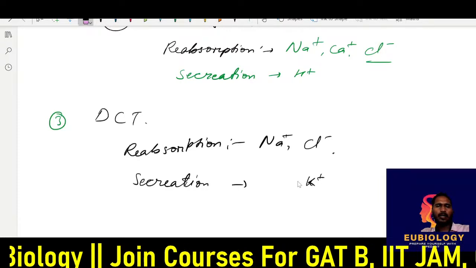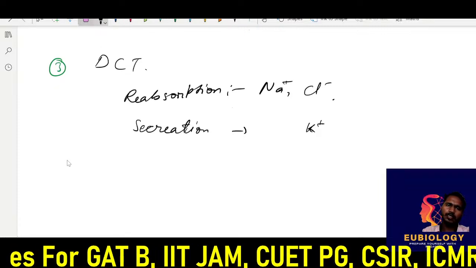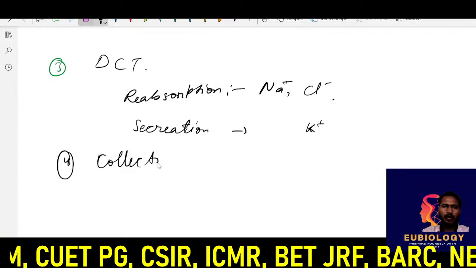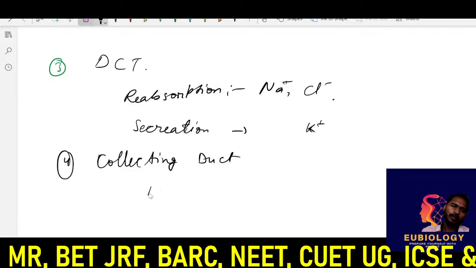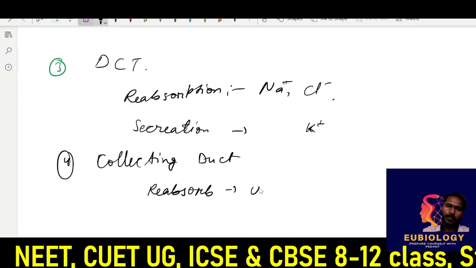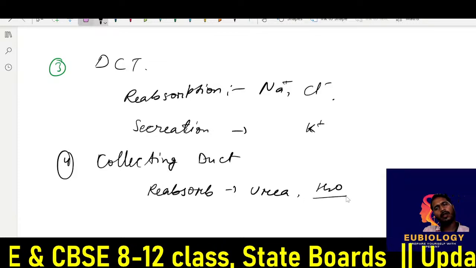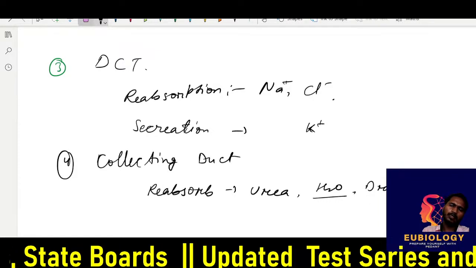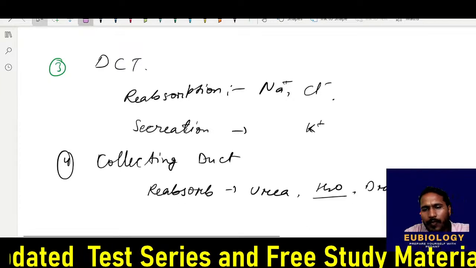DCT and then the collecting duct. In the collecting duct, reabsorption will occur of some drugs, some urea, and water sometimes. Some drugs will be reabsorbed in the collecting duct. So this is all about urine formation.